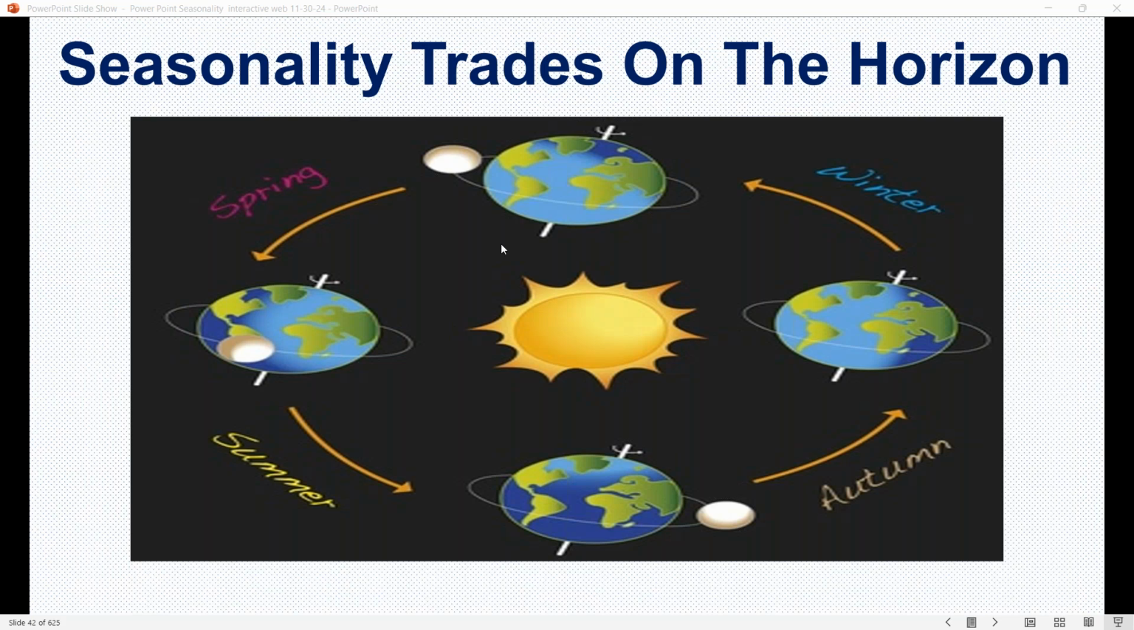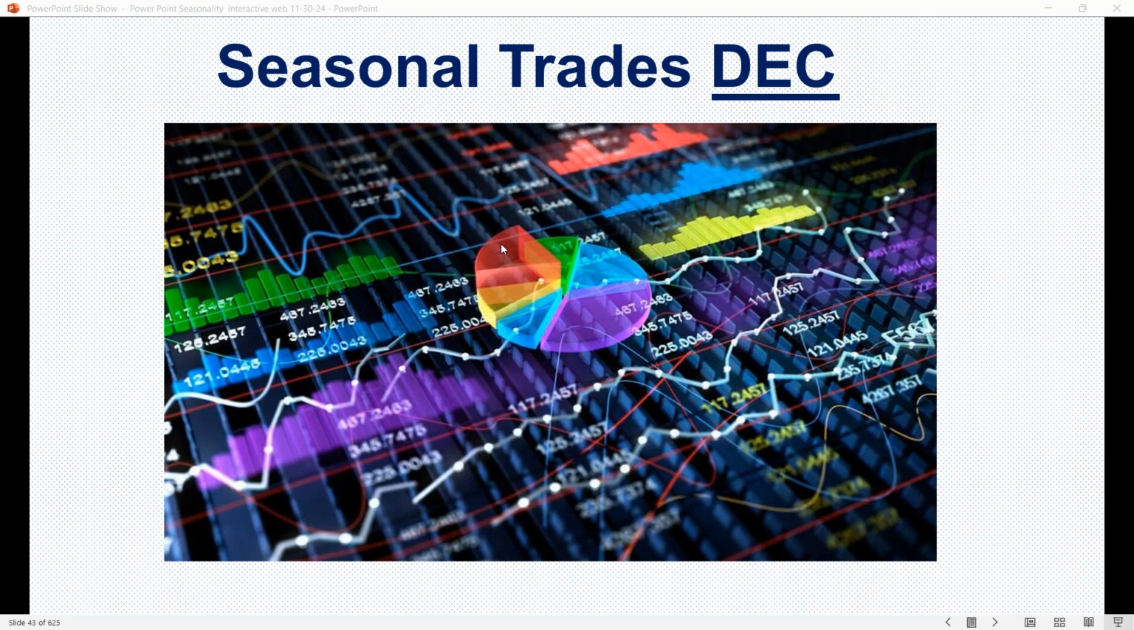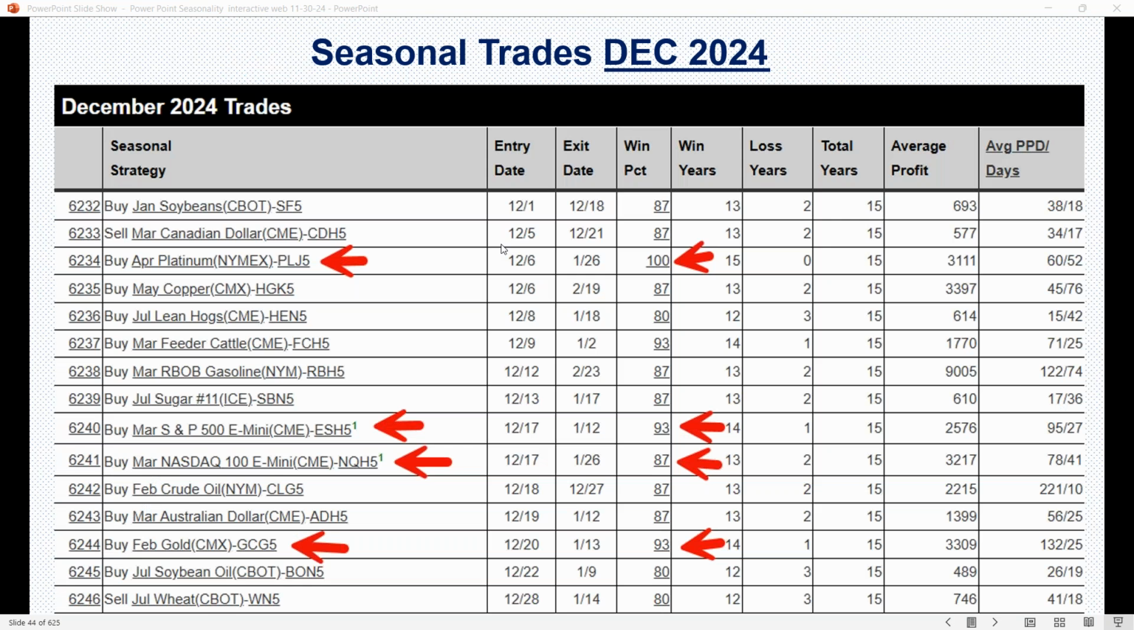Now, here are a couple of seasonality trend trades that are popping up down the road. Here's December coming up. If you're looking at these seasonal trends, and we'll go through these trades in the course, here's one that's starting to pop up. Here's platinum. This looks really good. Look, 15 out of 15 years, it's been a winning trade. This is going long platinum futures. You get in early December and out late January. This has been a big, huge winning trade, over $3,000 average profit.